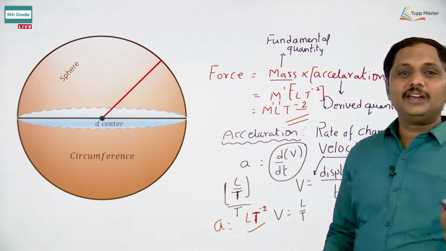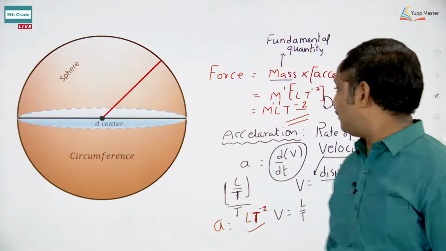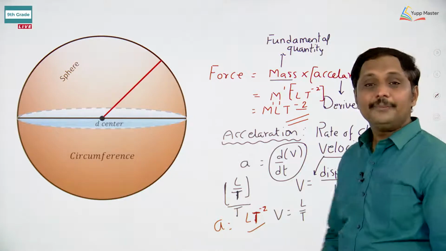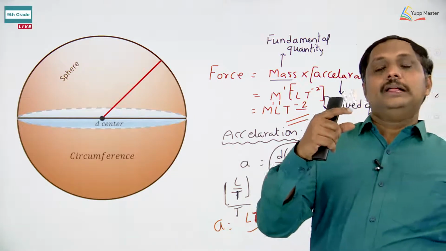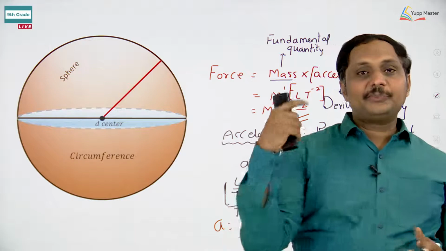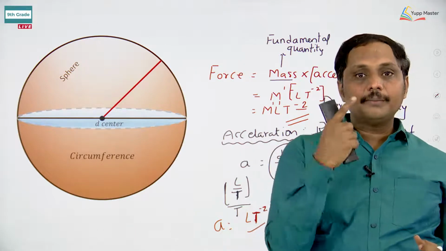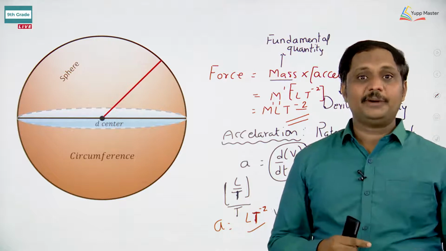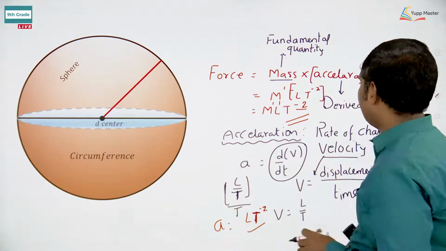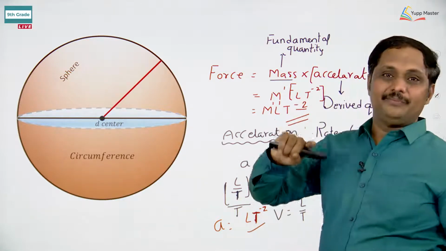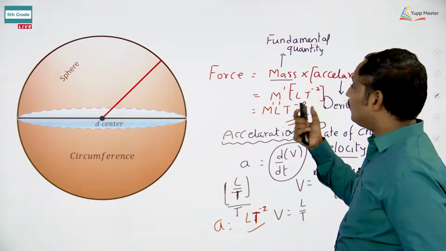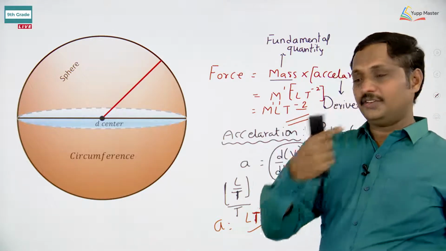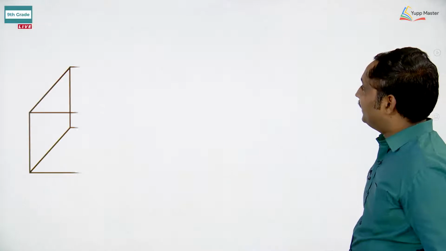In this way, we can represent the dimensions of a physical quantity. It's very clear. You need to know that the derived quantity is represented by the base quantities, or by the fundamental quantities like mass, length, time. So from these fundamental quantities, you can measure the dimensions. It is very clear. Now let's go for another one.